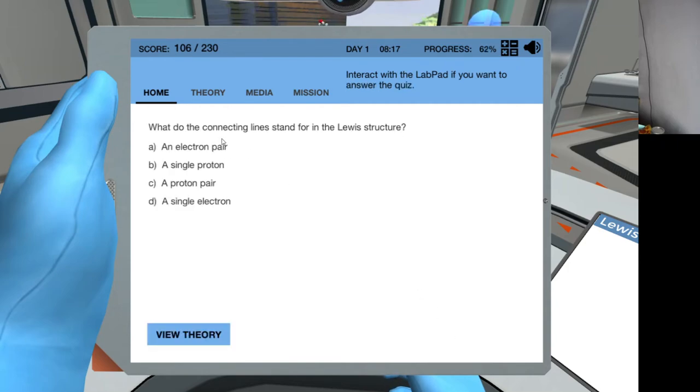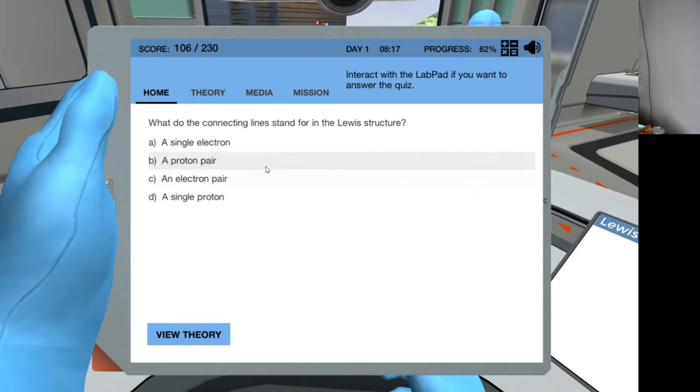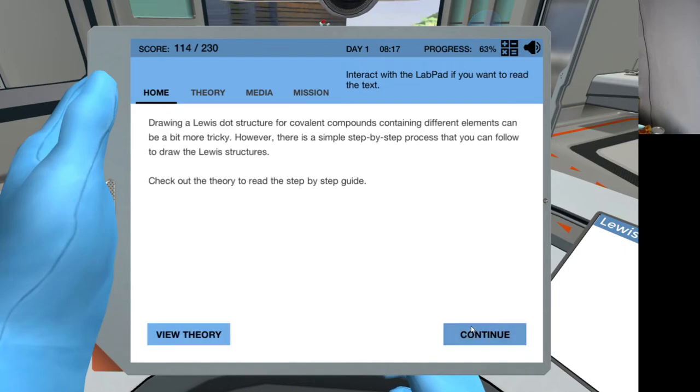What do the connecting lines stand for in the Lewis structure? The connecting lines. Oh, I used to know this. Fantastic.